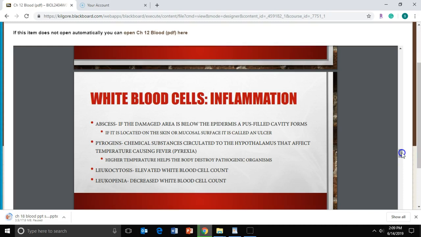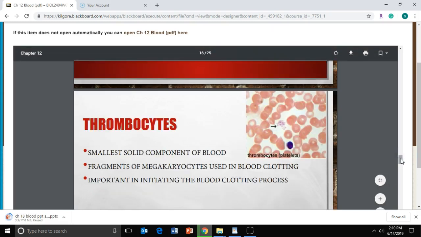If the damaged area is below the epidermis, sometimes a cavity forms with pus inside, and we call that an abscess. Leukocytosis is the term we used for an elevated white blood cell count, for instance, if a person has an infection, and leukopenia, a decreased white blood cell count. Thrombocytes are very small. You can see the arrow pointing to many thrombocytes in this picture.